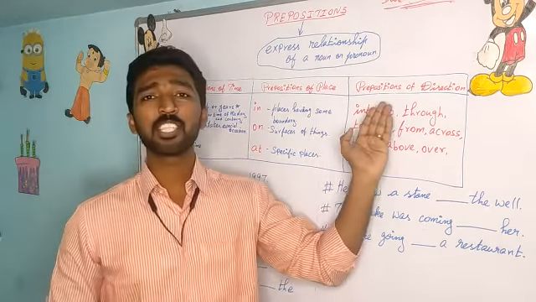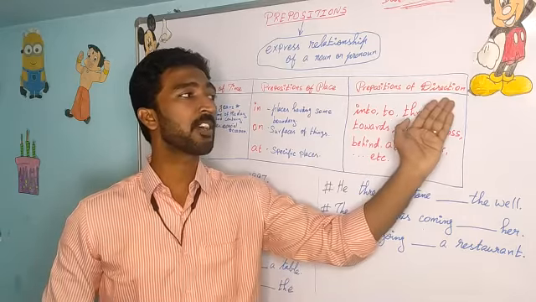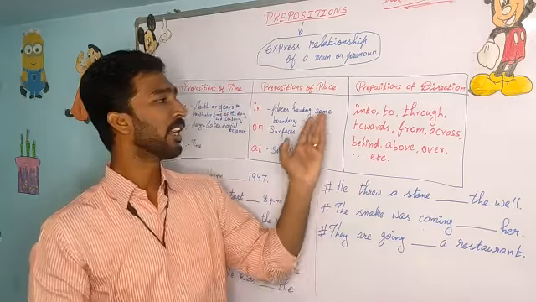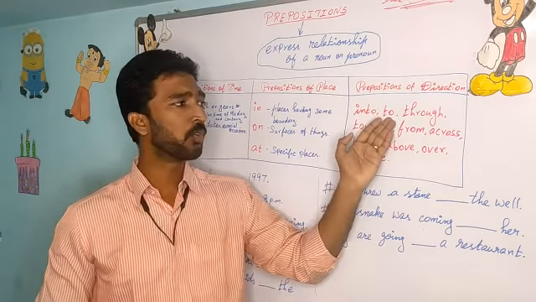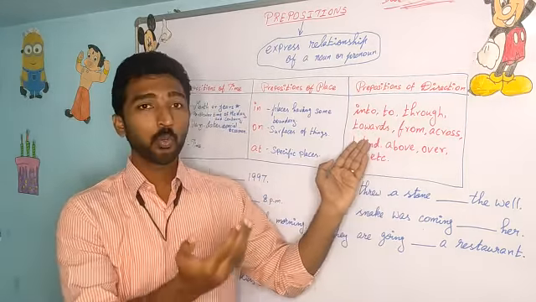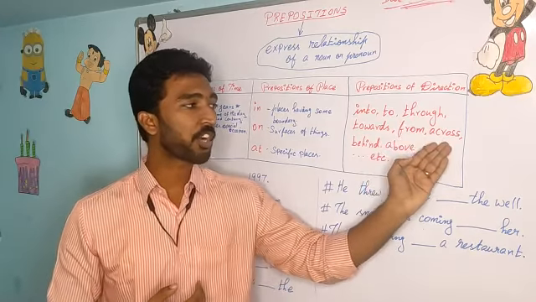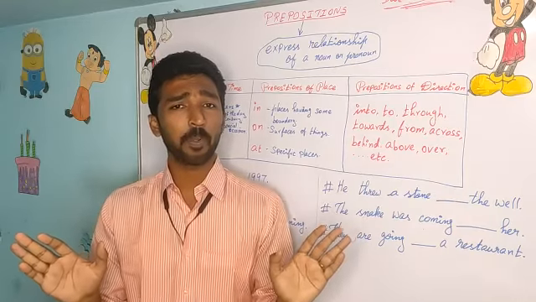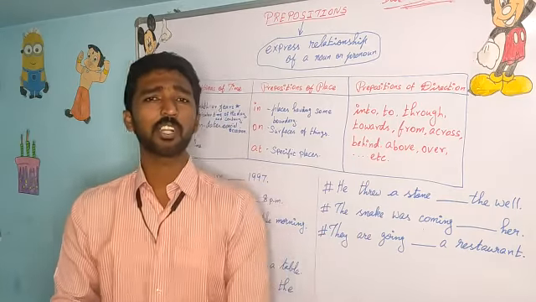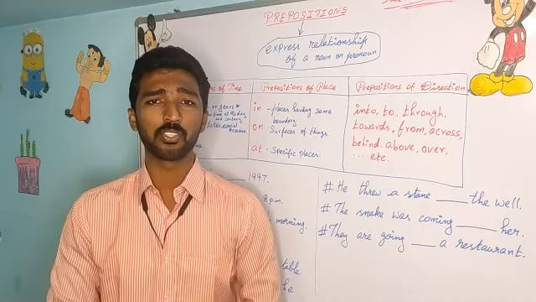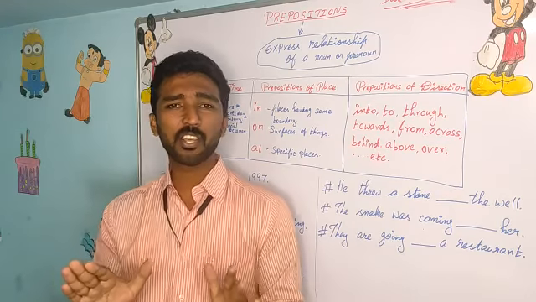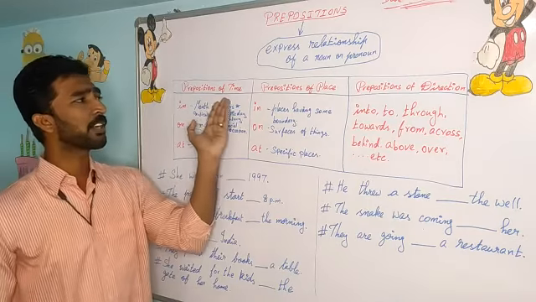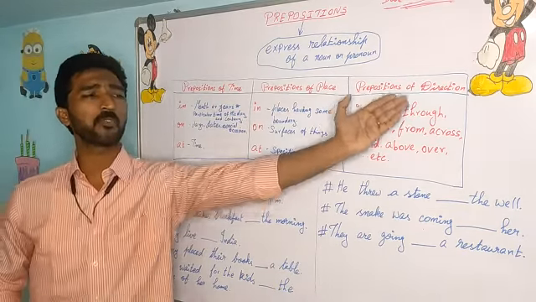And the next, let's go to the last one, prepositions of direction. Yes, it represents the direction it moves. Into, to, through, towards, from, across, behind, above, over. We have a lot of prepositions of direction, which just represent the direction it goes. Yes, that's all. In this class, we discussed 3 types: prepositions of time, prepositions of place and prepositions of direction.